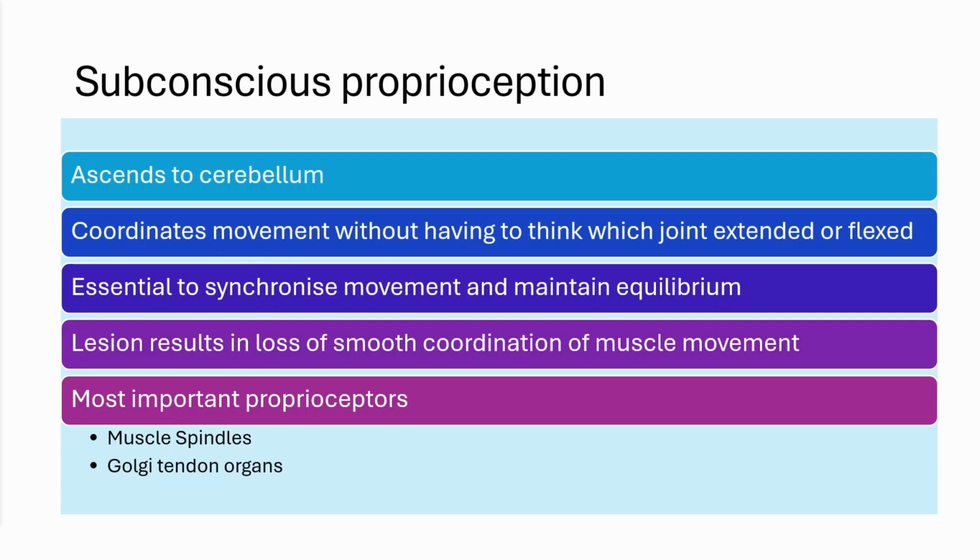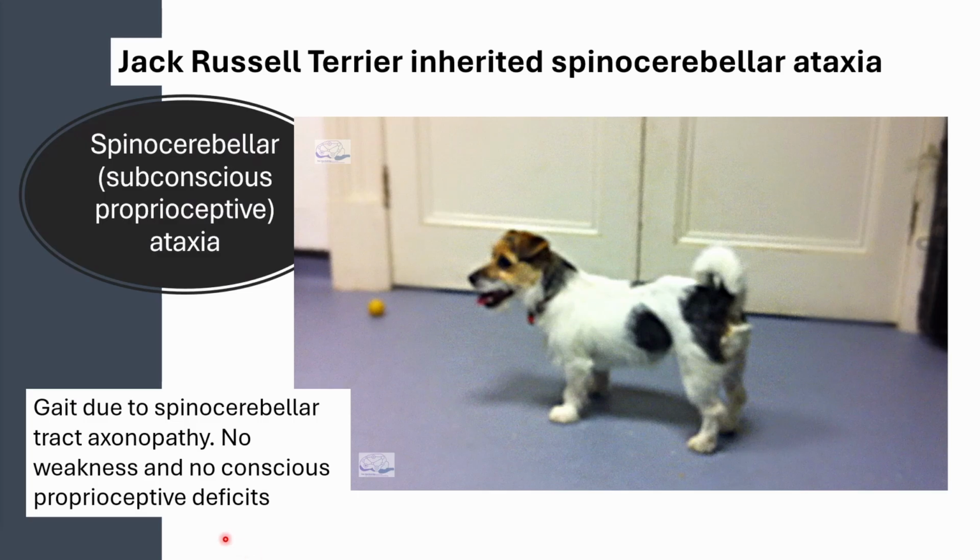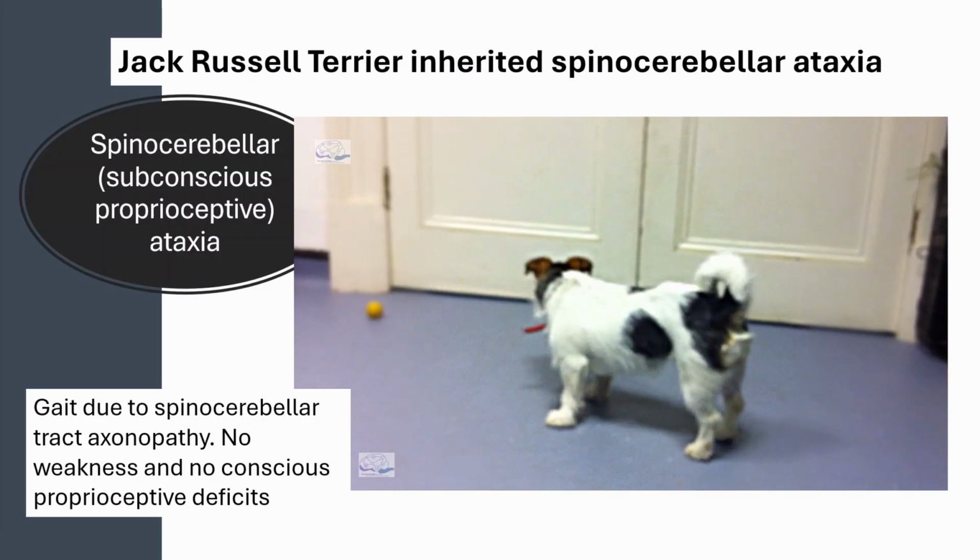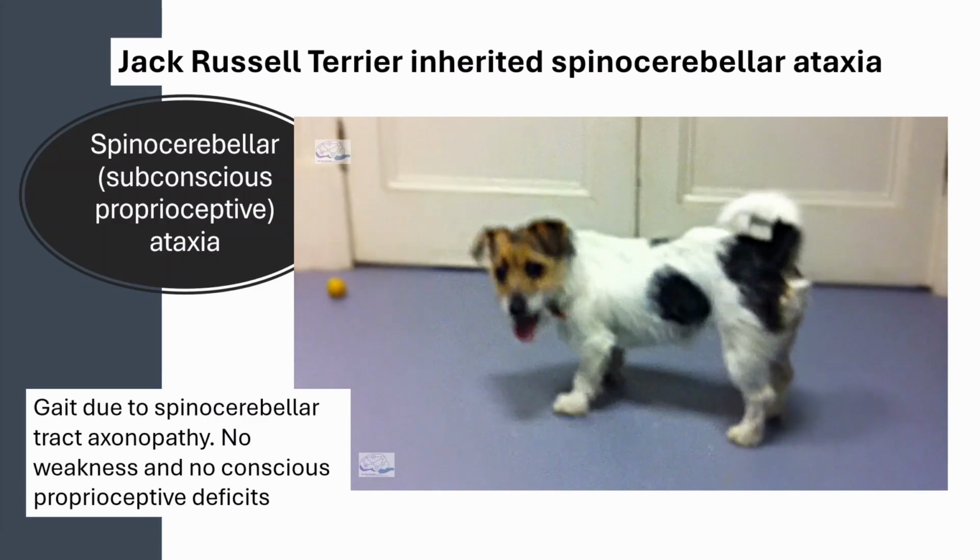Most cerebellar lesions will result in other cerebellar signs, and again, like the ataxia that we saw with the border collie, it's unusual to find a lesion that just involves those tracts and nothing else. However, there are some inherited spinocerebellar ataxias that do look like that, at least in the early stage, and this is one of those. This is the Jack Russell Terrier inherited spinocerebellar ataxia, and we can see here this subconscious proprioceptive deficit.